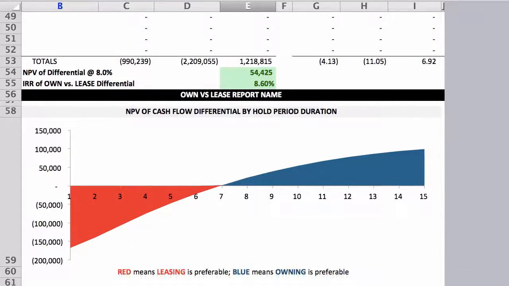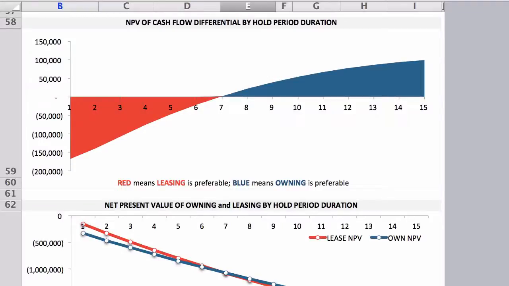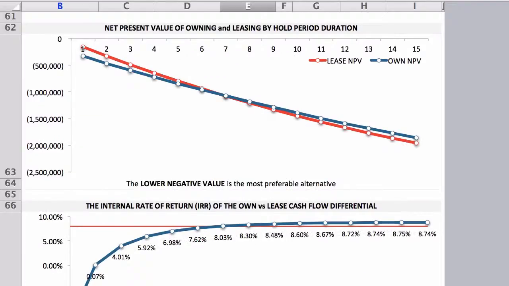So going further down, we've got a couple other charts that make similar recommendations. They should basically all say the same thing. But in this instance, you'll see that the own NPV is above the lease NPV in years 7 and beyond, so it's better to own.